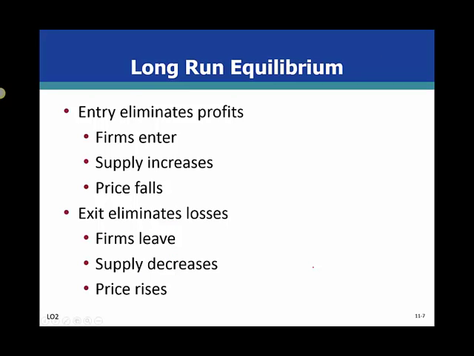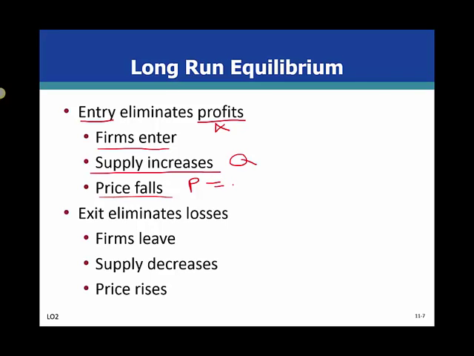And what that means is in the long run, any above-normal profits will be eliminated, as will the losses. The profits will be eliminated and so will the losses, right? So how does that work? Well, the entry: people that come in seeking profits that are above average, entry will eliminate these profits. So firms will enter, supply will increase, that's our quantity side, and then our prices will fall. Okay.